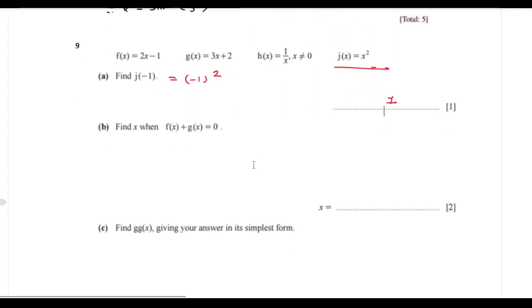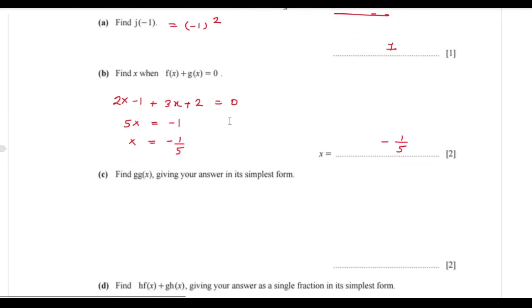Second, find x when f(x) plus g(x) is 0. So f(x) plus g(x) is 0. f(x) is 2x minus 1 plus g(x), which is 3x plus 2, and the sum we have is 0. I have to find the value of x. So 3x plus 2x is 5x, 5x plus 1 is 0. That means 5x is equal to minus 1, and hence x is equal to minus 1 divided by 5.